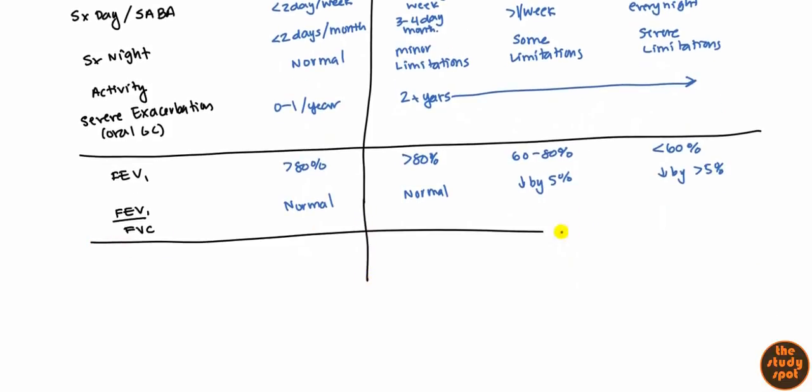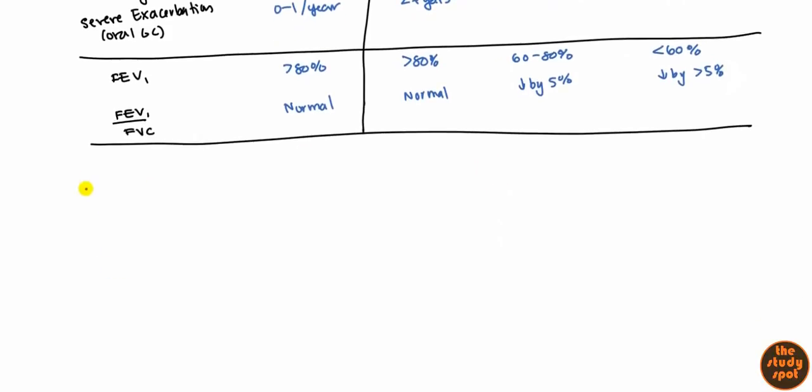So now what we'll do is we'll talk about management. So now we will go ahead and move on to management. So the first step in management, and this is actually the most important, is education. And this has actually been shown to decrease mortality the most. And what you do in education is you give the patient an asthma action plan.